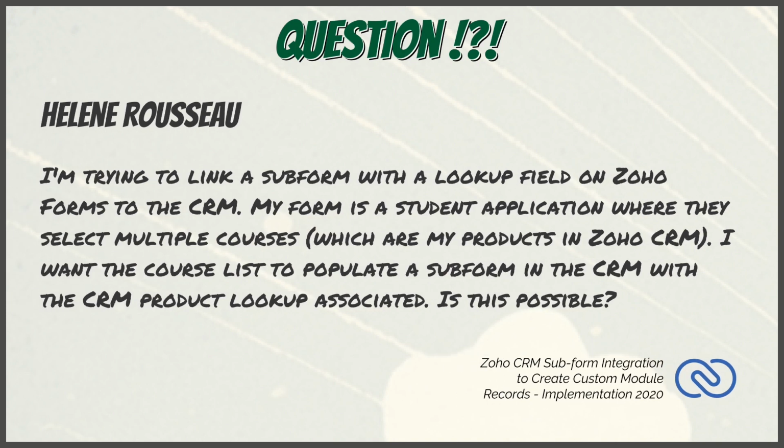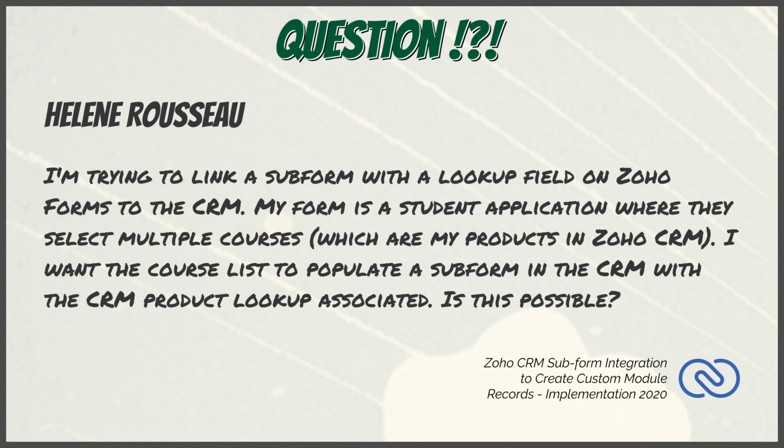Mhm. And this one is from someone after watching our Zoho CRM subform integration to create custom module records implementation from 2020. And boy, a lot has changed with subforms and everything since 2020. But Helene is asking, I'm trying to link a subform with a lookup field on Zoho Forms to the CRM. My form is a student application where they select multiple courses, which are my products in Zoho CRM. I want the course list to populate a subform in the CRM with the CRM product lookup associated. Is it possible?